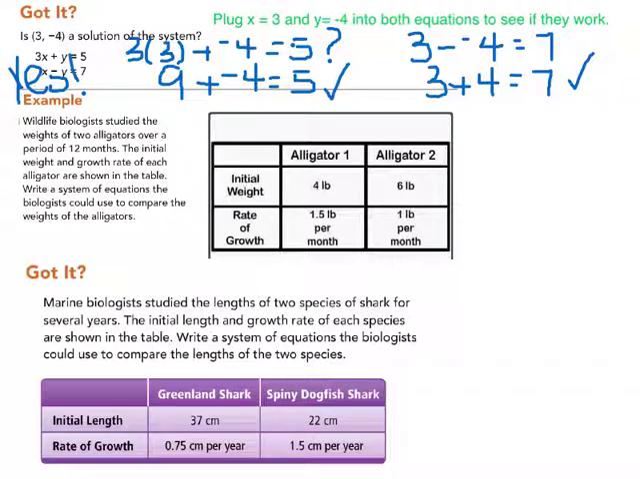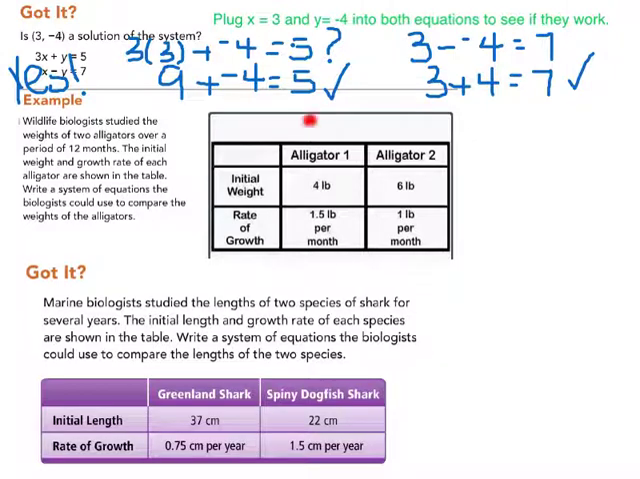All right. And then the final two are asking us to write a system of equations for each scenario. So here I can see that alligator 1 starts at 4 pounds and increases 1.5 pounds per month. So you should see that the per month is a huge indicator that that's the slope. The initial weight is our starting point, so that's our y-intercept.